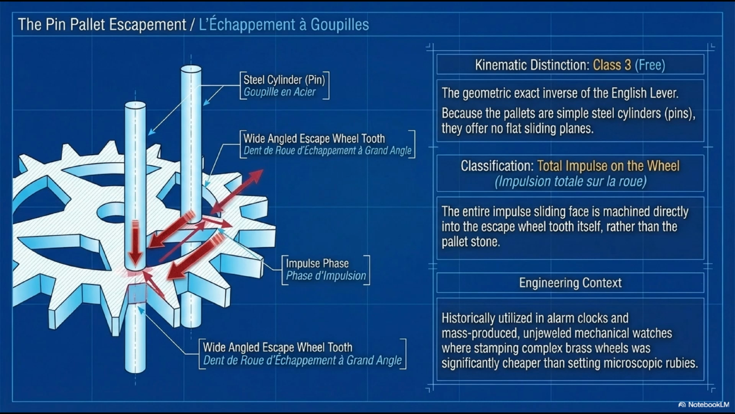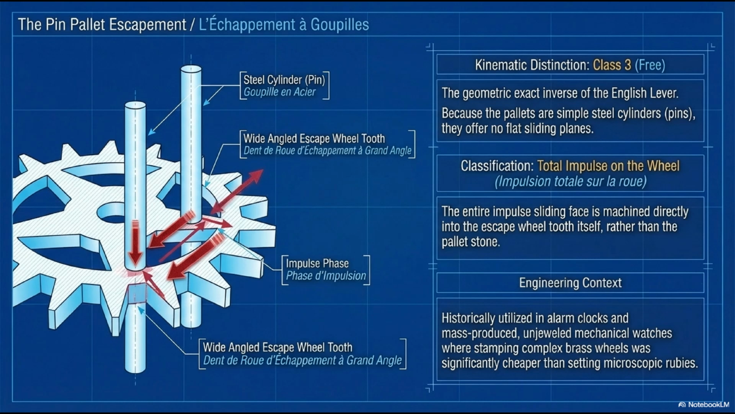The teeth are wide, flat-faced, clog-shaped projections, dents sabot, specifically designed to provide the inclined impulse surface needed to push against the cylindrical pin and rotate the fork. Total impulse on the wheel, impulsion totale sur la roue. Manufacturing advantage: pressing cylindrical pins into drilled holes requires no precision stone setting technique, no shellac bonding, no micrometer-level angular adjustment. Standard machining tolerances are sufficient. Production cost is dramatically lower than ruby stone designs.